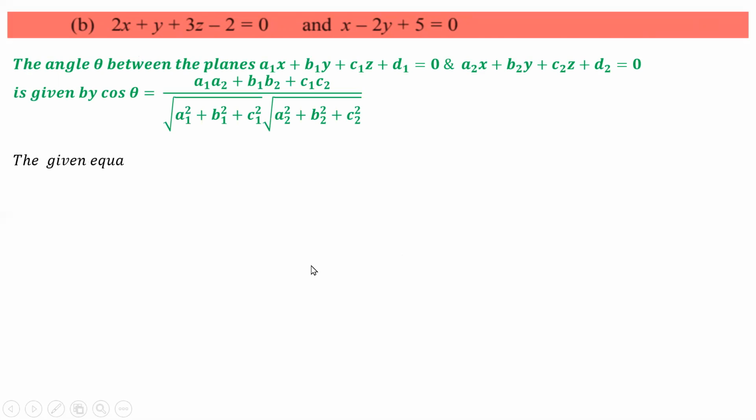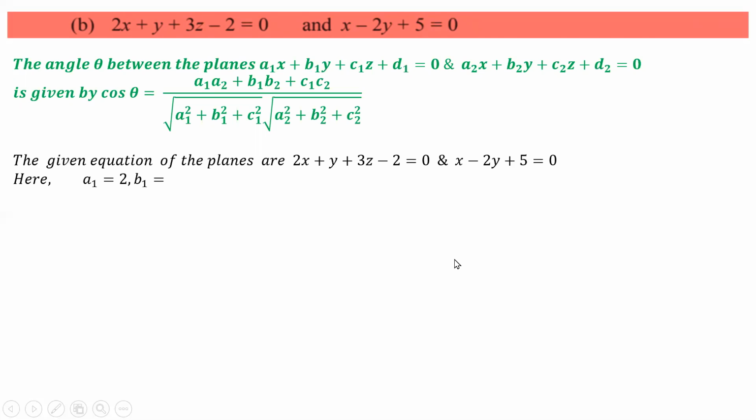Now compare these two equations, the given equation and the formula. So you can find that a1 is equal to 2, b1 is 1 and c1 is 3, and a2 is 1, b2 is minus 2 and c2 is 0. Okay. Now just find the value of a1 a2, since it is not parallel. By seeing the equation, you can easily say that the planes are not parallel to each other.